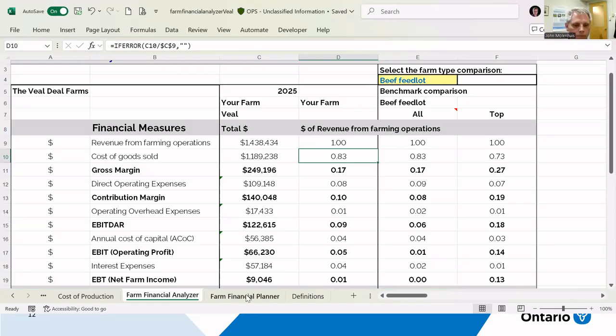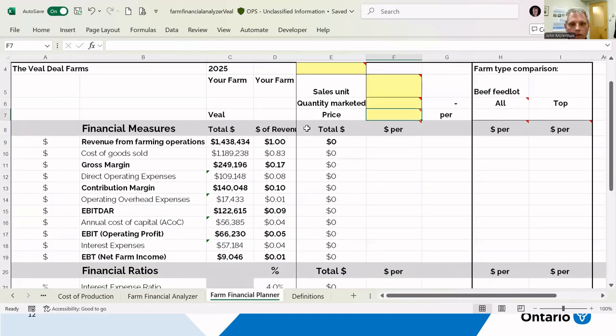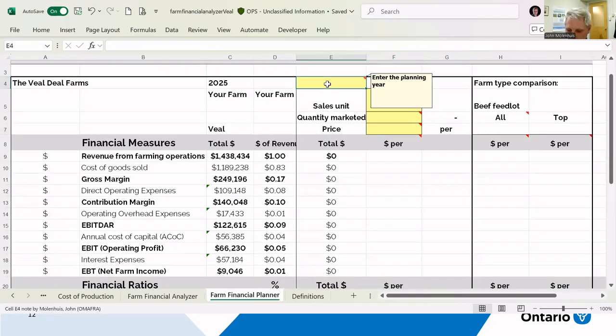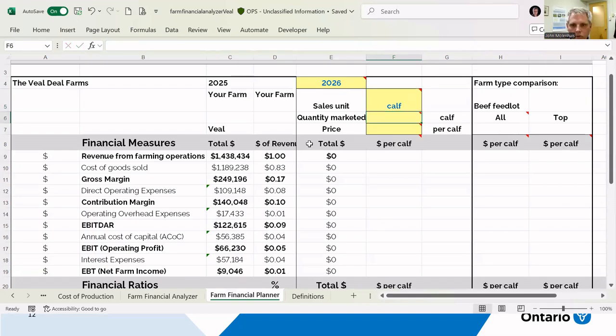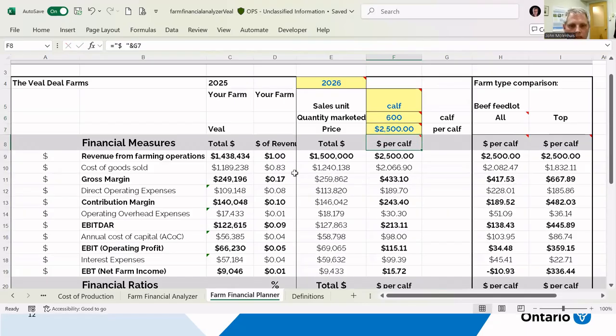And then on the planner side, this gives you a bit of an idea and allows you to have a benchmark comparison if you have a benchmark in there. But you can also use it for planning purposes as well. So if you wanted to start looking at 2026, and I want to look at calves sold, and I'm looking at maybe selling 600 calves at $2,500 a calf, then it'll calculate based on your historical results what that would be on a dollar per calf value if you were at the same level as you were in the past.